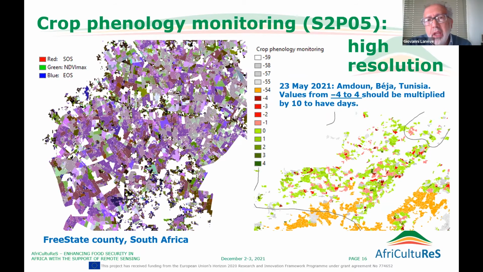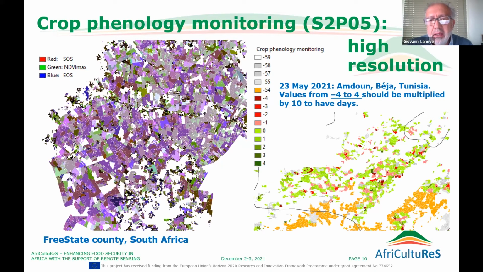And on the other side, this was the phenology. On the right side, we see the monitoring of the phenology, then the estimate of the delay or advance in the NDVI value in a particular field. In this particular case, values are going from -4 to 4. That number should be multiplied by 10.